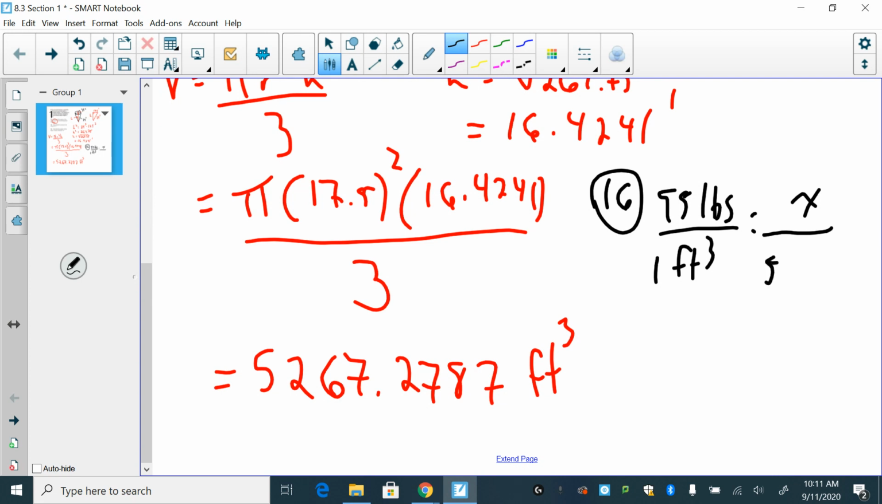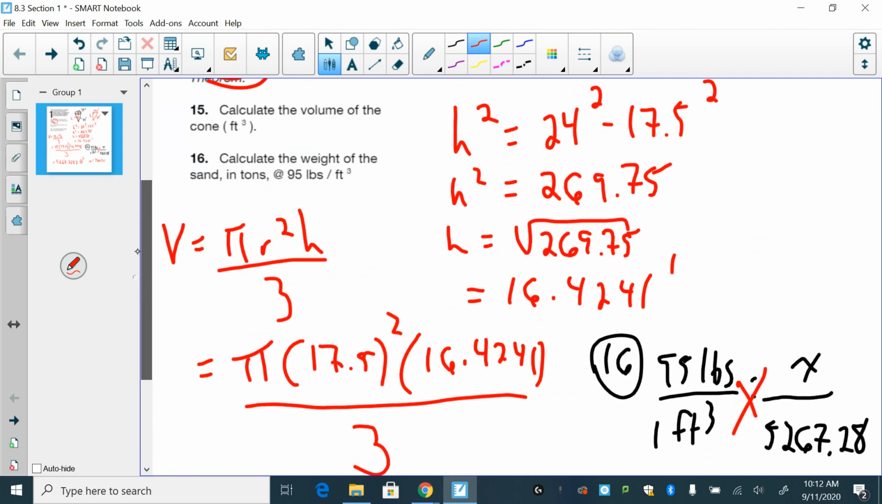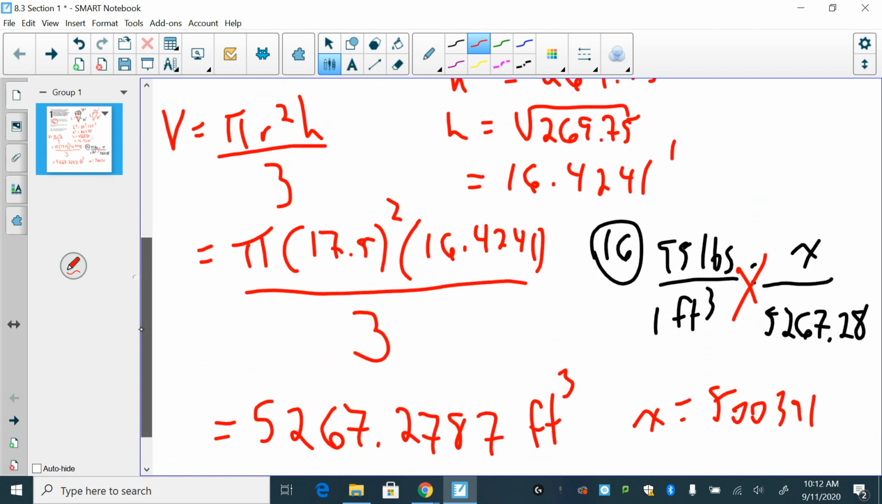That's what I solved for in the previous question. So it's 5,267.2. I'm just going to write 8 just because I ran out of space there. But I kept it all in my calculator. So I'm going to cross multiply. So I'm going to take that answer, multiply it with 95, hit equals, and I've got my answer. So I've got 500,391. That's all I'm going to write because that's all I'm working with. And so that's my pounds.